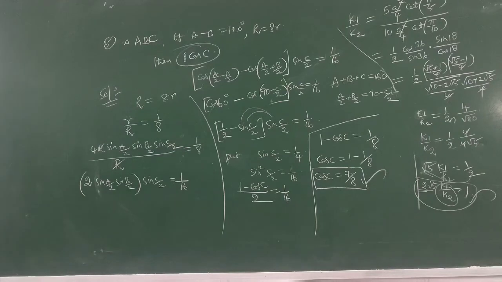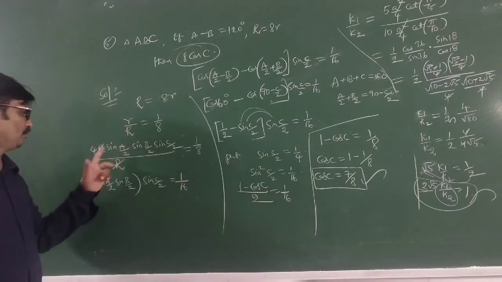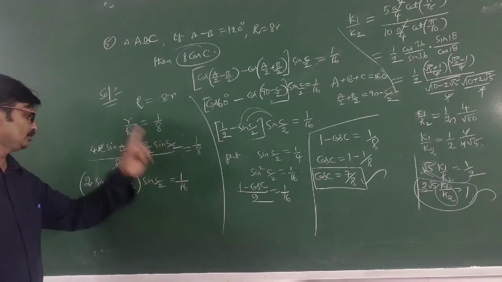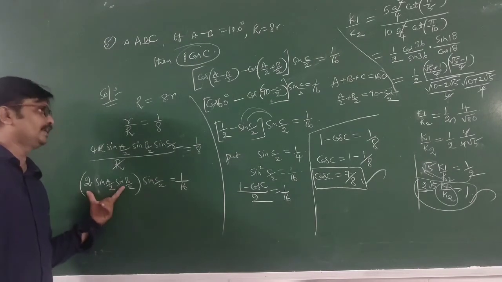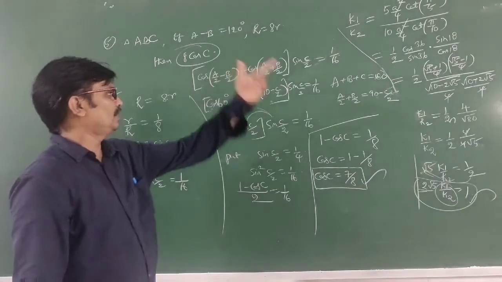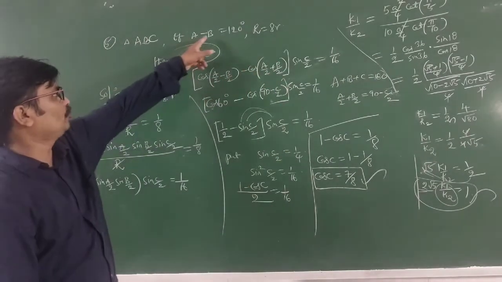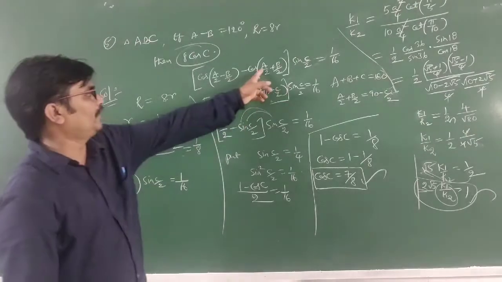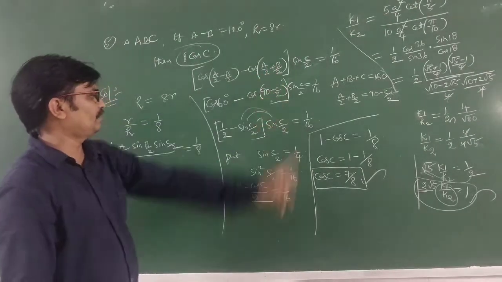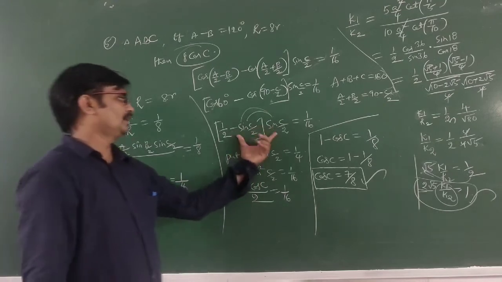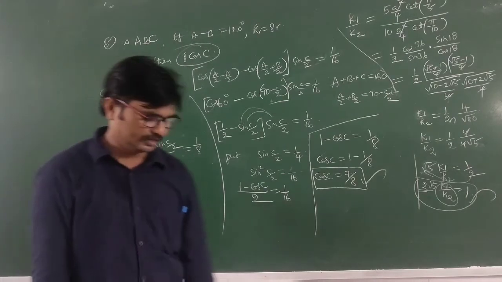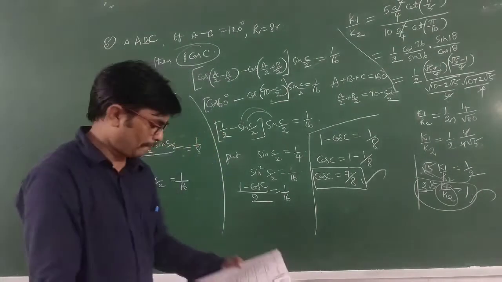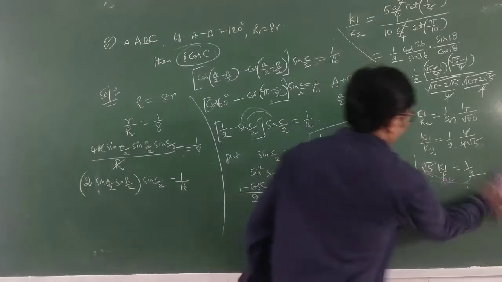Is it clear? So we take small r by capital R. Everybody knows that small r is 4R sin A by 2 into sin B by 2 into sin C by 2. This is 2 sin A sin B. What is the formula of 2 sin A sin B? Cos of A minus B minus cos of A plus B. A by 2 minus B by 2 is 60. A by 2 plus B by 2 in a triangle ABC is 90 minus C by 2. So after the quadratic equation we got sin C by 2 equal to 1 by 4. Okay students, write down. Now students, the next question.